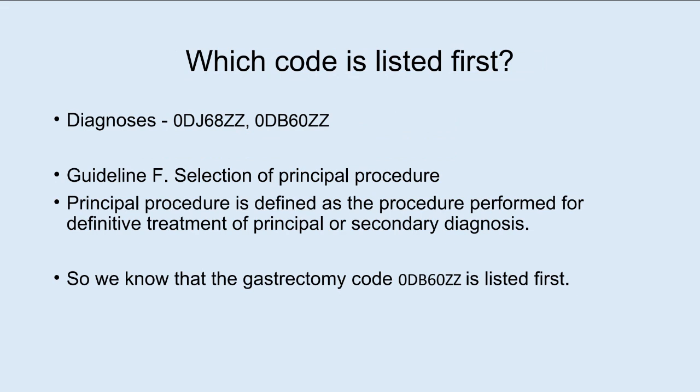Now again, we get back to which code is listed first. There are guidelines for this. Guideline F, which is the very last one in the guidelines, selection of principal procedure. Principal procedure is defined as the procedure performed for definitive treatment of the principal or secondary diagnosis. That means the gastrectomy is coded first. It doesn't matter that the gastroscopy was done first. It only matters which is the more definitive procedure. So you do the gastrectomy and then the gastroscopy.